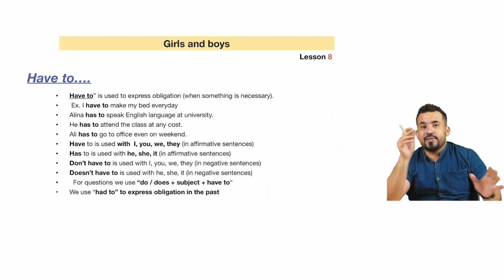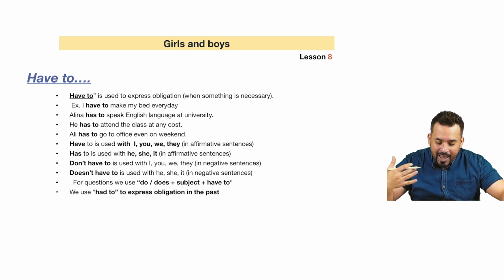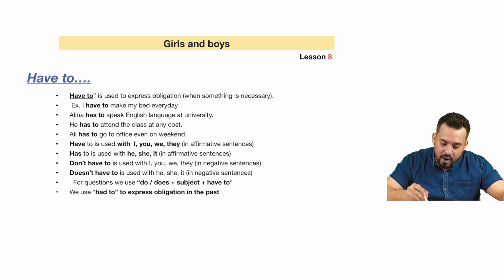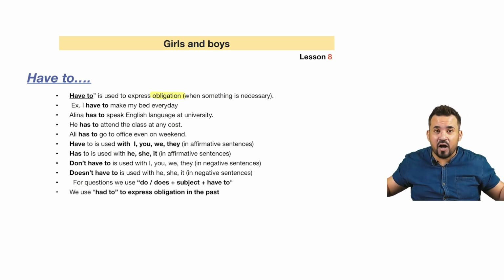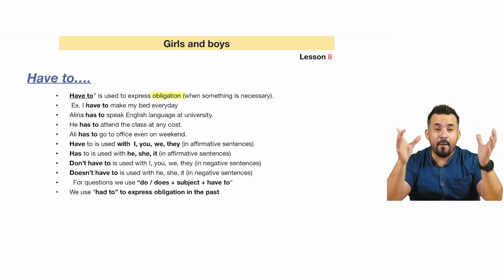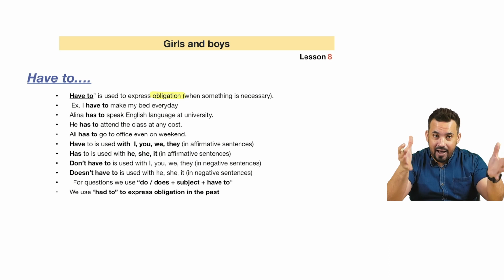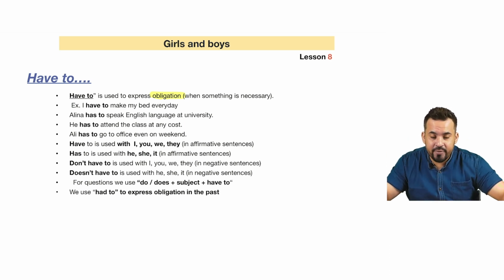Today we are going to talk about have to. Have to is used to express obligation. See this? Obligation. It means something is not optional, something you've gotta do. It's not like, maybe I'll do it, maybe I won't. This is obligation. It means you have to do it. All right? It means it's necessary.